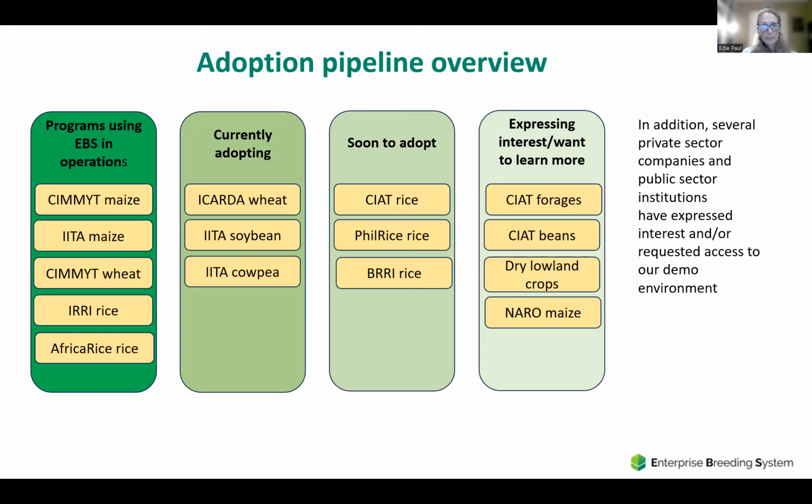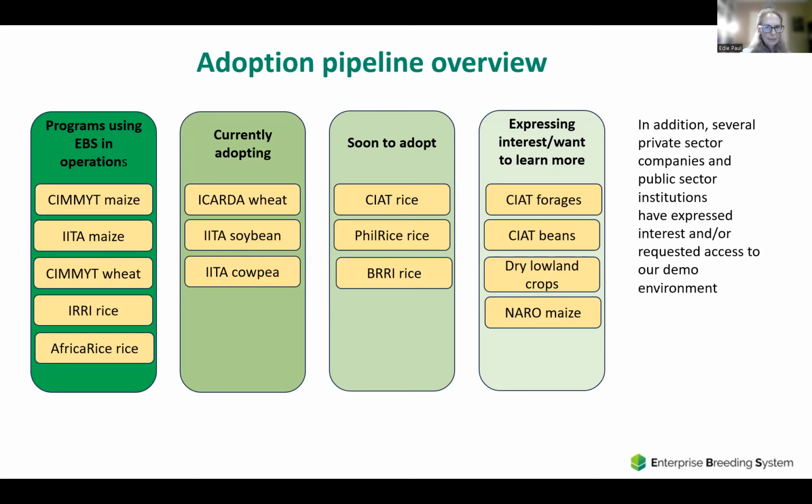So as other speakers have mentioned, and you've seen through Kate's demo, EBS is really a full-featured platform that's being used by a number of programs to manage their breeding operations. And some of these programs have been doing this for close to 2 years. So the point is really that EBS isn't a beta version software or a test version, it's a production-ready platform.